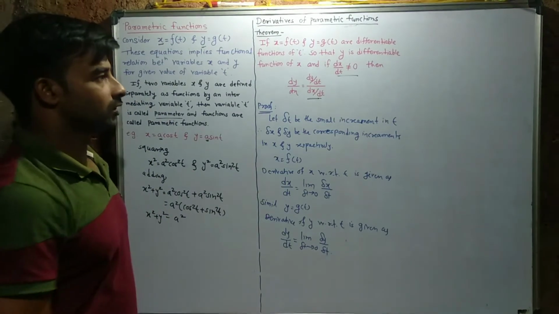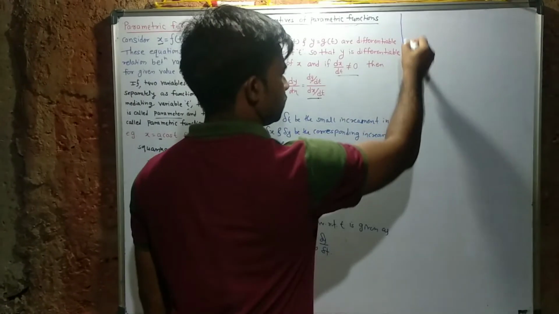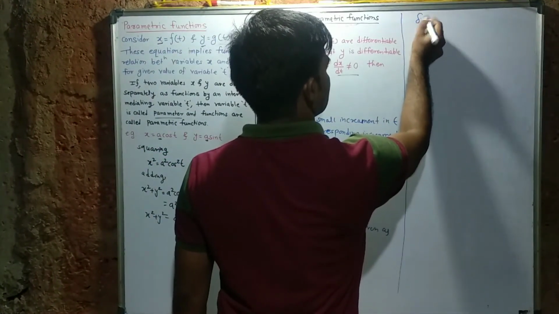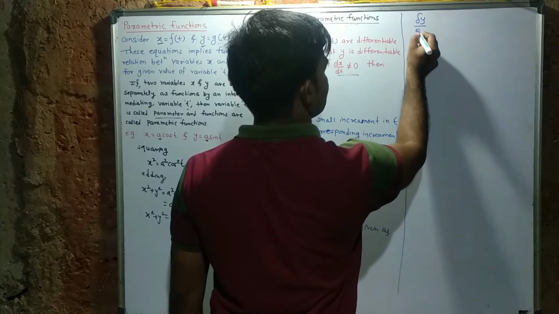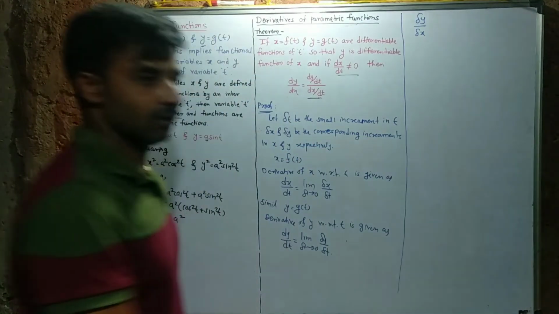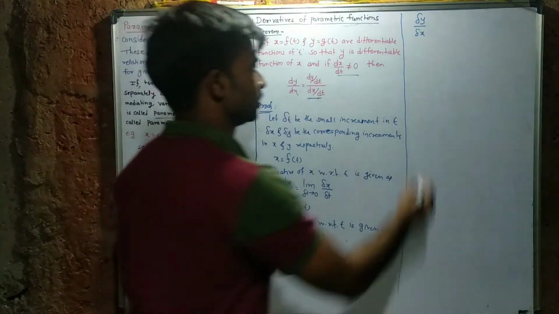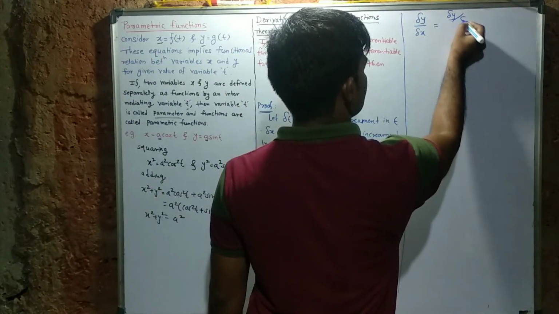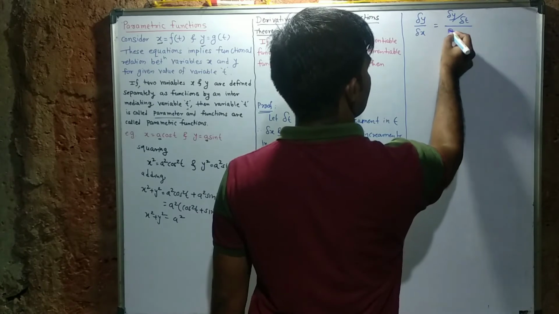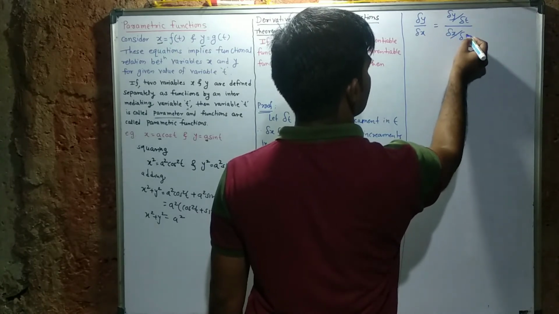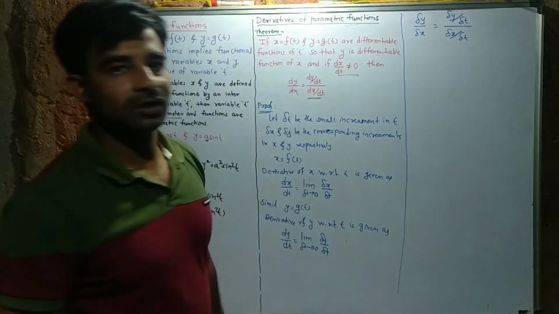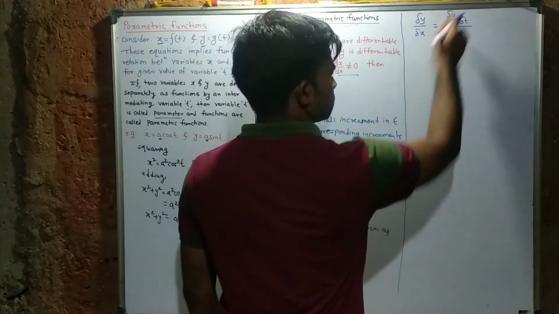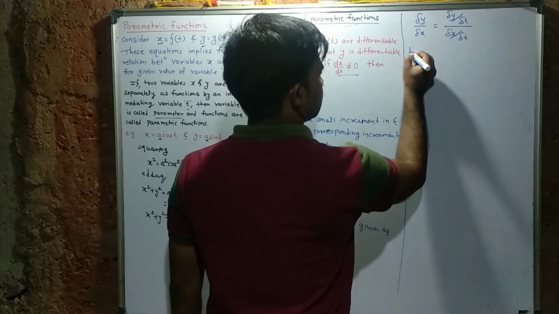Now we have to consider delta y divided by delta x. We write it as delta y divided by delta t, divided by delta x divided by delta t. That means we divide numerator and denominator by delta t, and you will get this.